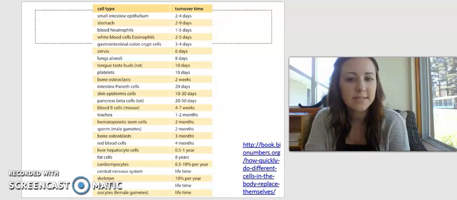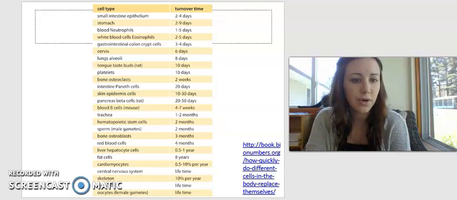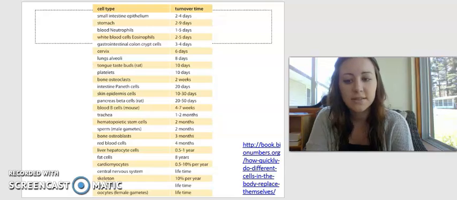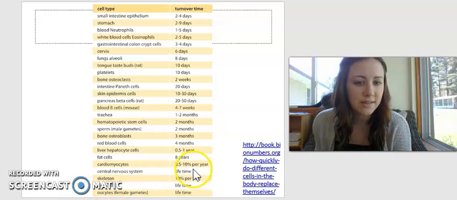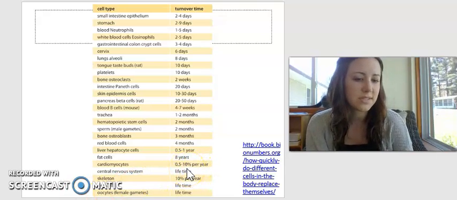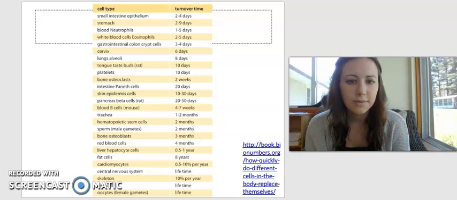We also looked at different cells and how long they last in our body. Different cells are going to last a different length of time. Our skin cells aren't going to last nearly as long as something like our nerve cells. They last our whole lifetime. They're the only ones that don't really divide. You can look at here and compare your small intestine epithelium, so the outer part of your small intestine. Those cells are only going to last 2 to 4 days, whereas if you look down here, like I said, the nervous system cells are going to last your lifetime. Fat cells, 8 years.